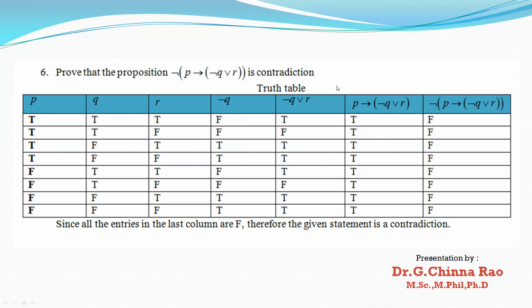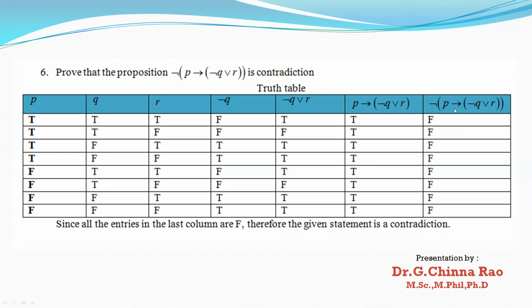Prove that the proposition is a contradiction. So first you observe how many variables are involved in this compound proposition. After observing, we note that it contains three basic variables. Those are P, Q, R. So we have two cube combinations, 8 combinations. According to the previous method, you have to form the table. And finally, in the last column, we observed that all truth values are false.